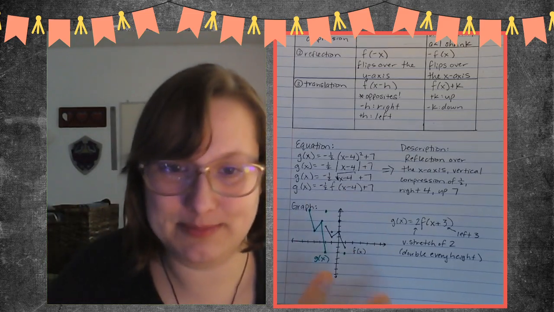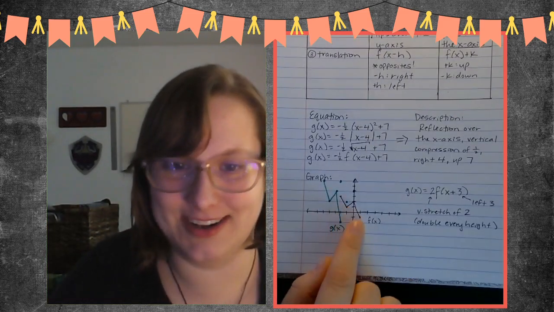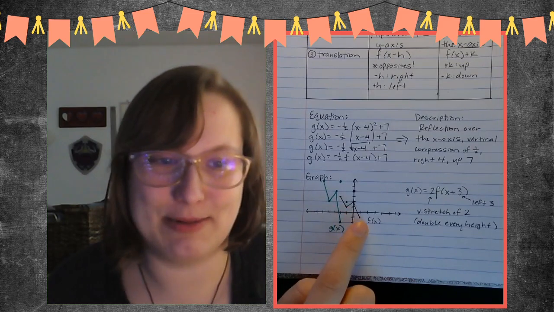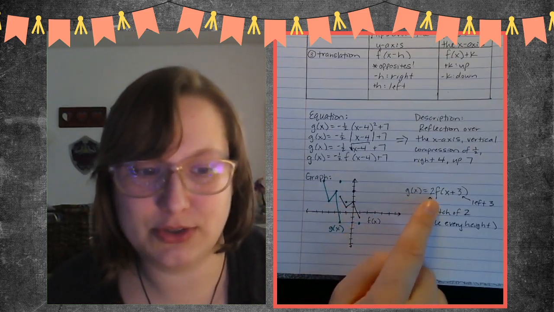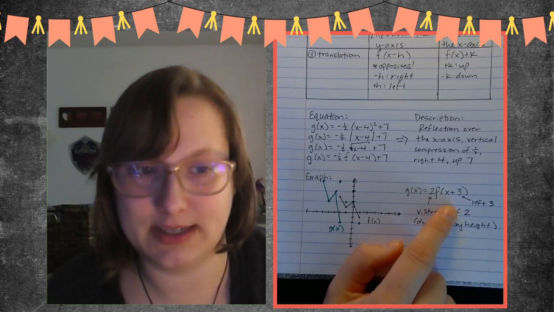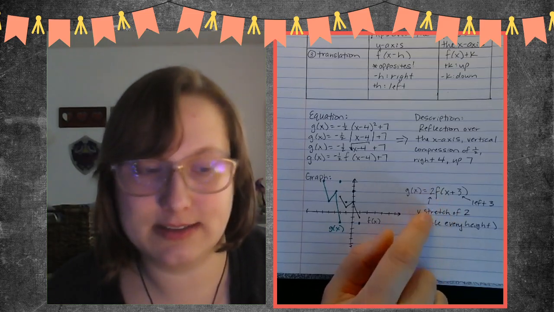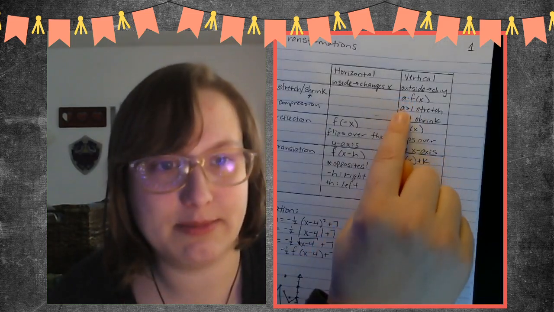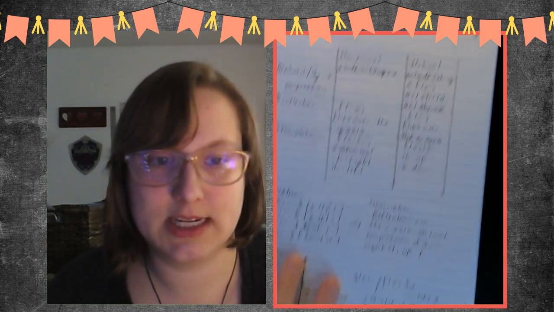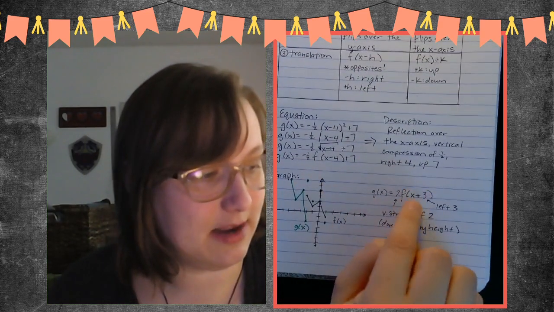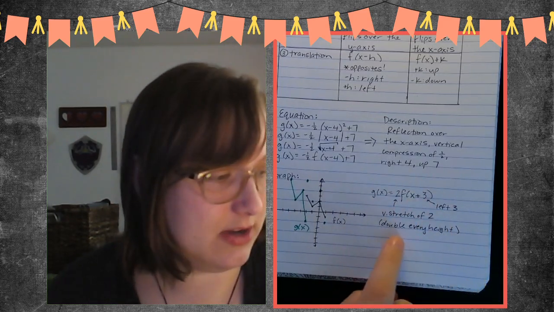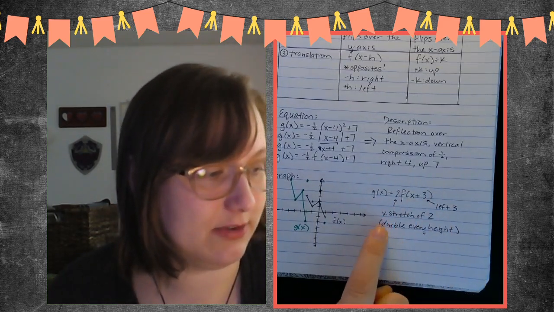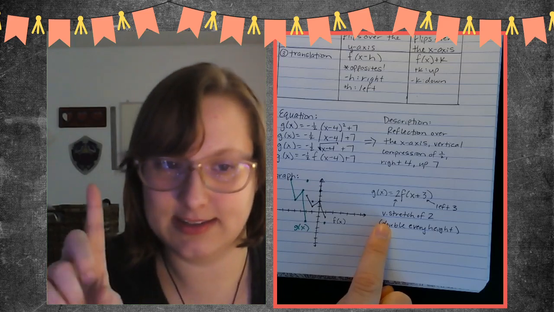For example, I had this Harry Potter scar down here. That's my original function. And I wanted to graph g of x, which was 2 times f of x plus 3. The 2 in front means it's a vertical stretch of 2. And the 3 on the inside means I'm going to the left by 3 because it's backwards. So I'm going to do the vertical stretch first, because it's the first thing I do.